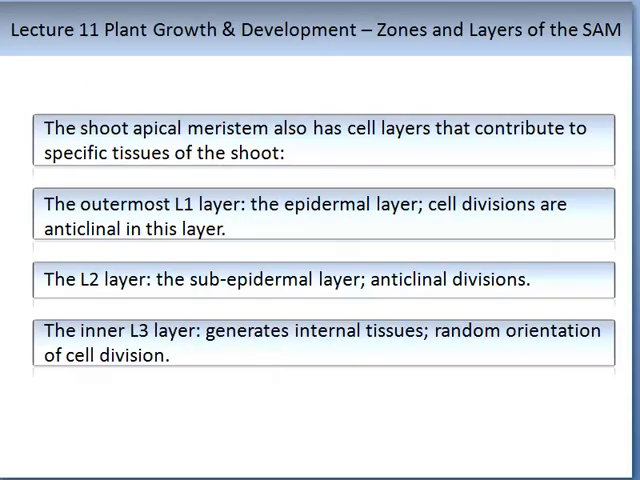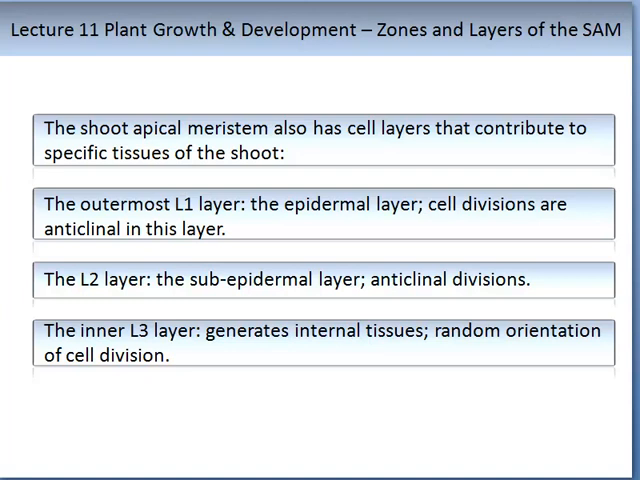So the shoot apical meristem has cell layers, and these cell layers contribute to different or specific tissues of the shoot. The L1 is the outermost layer, and this produces the epidermal layer. Cell divisions here are anticlinal. The L2 layer has the same type of cell divisions, that is, they are anticlinal.